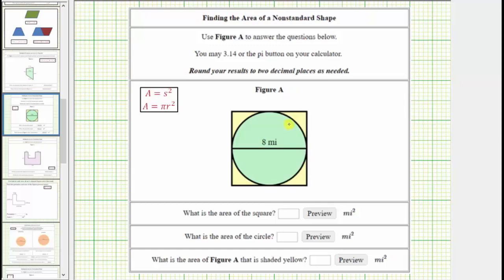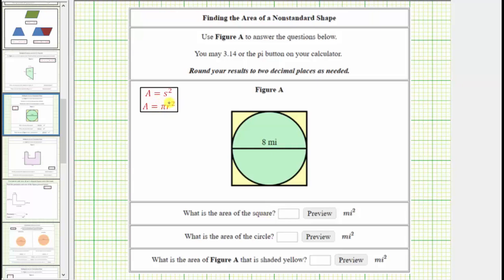We're given figure A, which is a circle with a diameter of 8 miles inside a square. We were asked to find the area of the square, the area of the circle, and then the area of the yellow shaded region, which is the area inside the square but outside the circle. We'll begin by determining the area of the square.